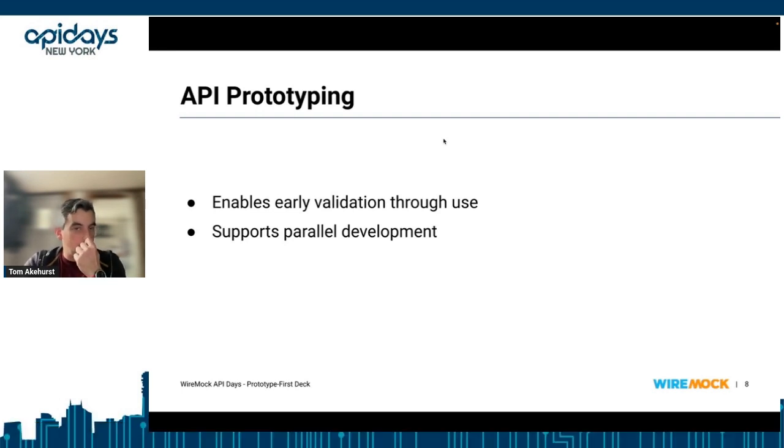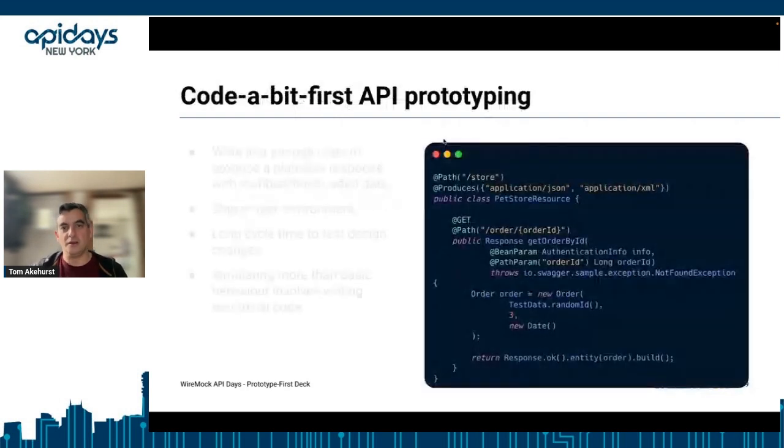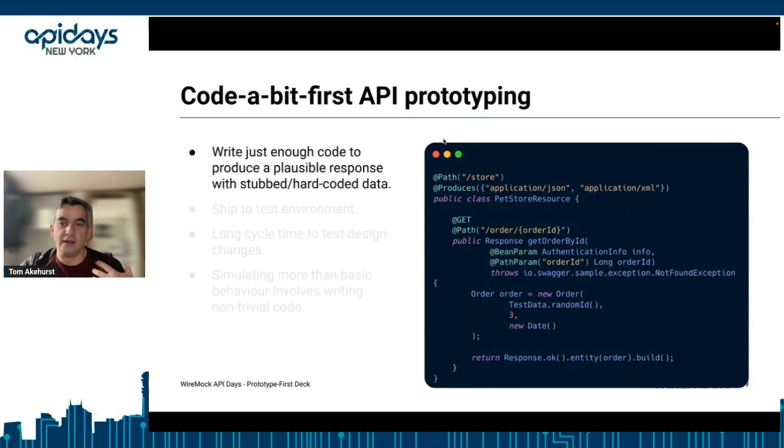So with that, I'm going to talk about a few different ways in which prototyping can happen. Some of them are things I've observed people doing in practice, and some of them are both that and things I would recommend doing. I'm going to start with an approach which I've come across anecdotally a lot. I don't think the people doing it would necessarily call it prototyping, but I'm going to call it code-a-bit-first API prototyping.